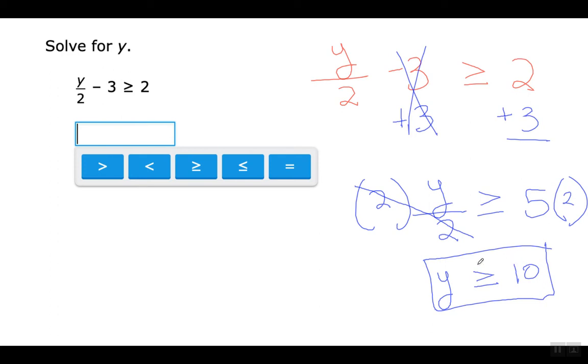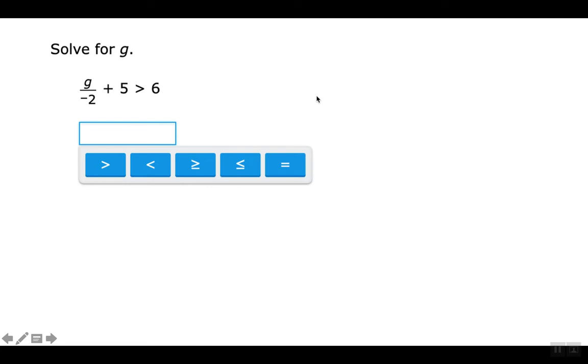In the next class, we're going to be doing the same thing, but in addition to solving the inequality, you're also going to have to graph it, which you've already done. But for today's class, we're just solving the inequality. Alright, so here we go. Same type of problem that we just did.